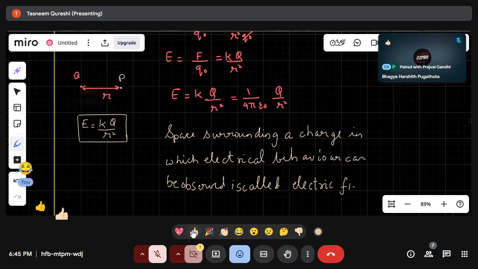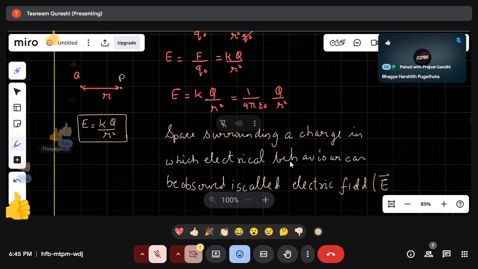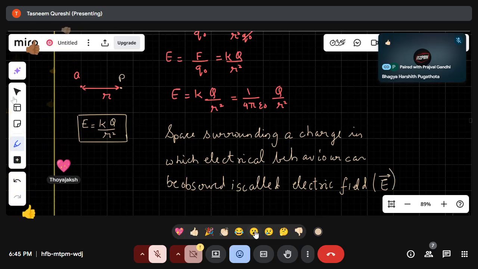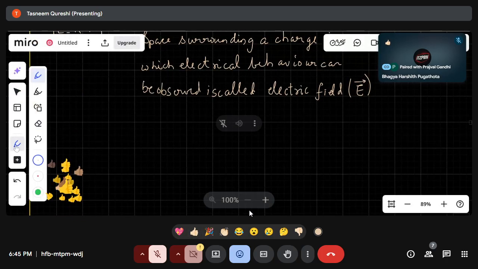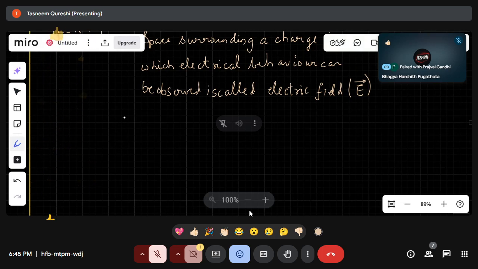Please don't mind the writing. It is not very nice, but you can read it. The symbol is E vector. Okay, so this electric field is a vector quantity. So your E is a vector quantity.